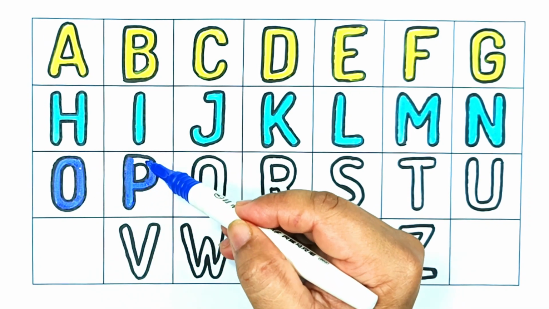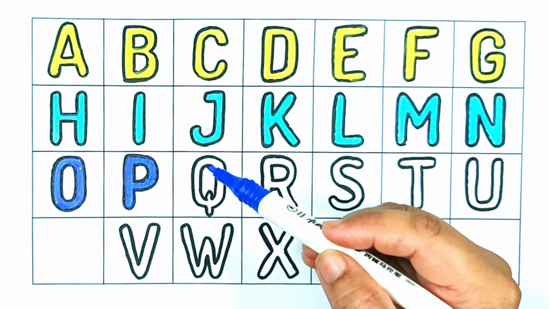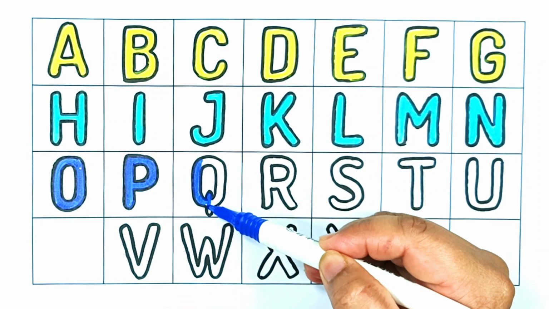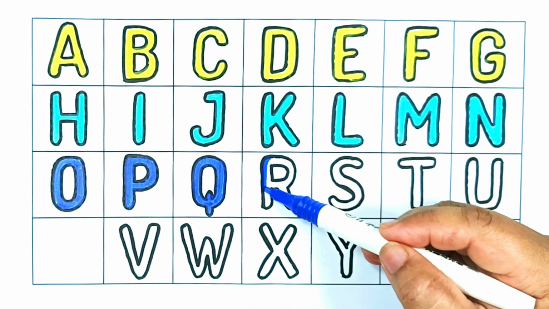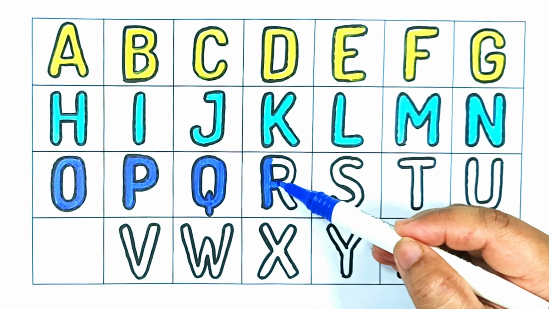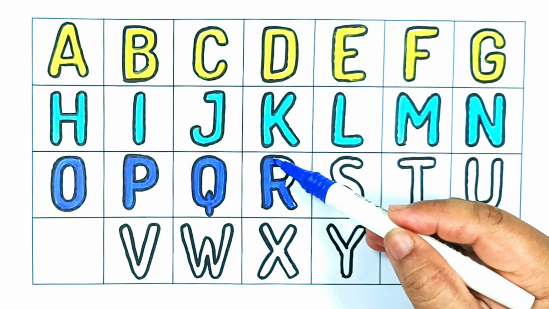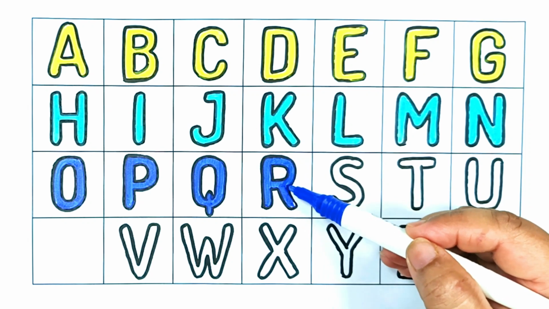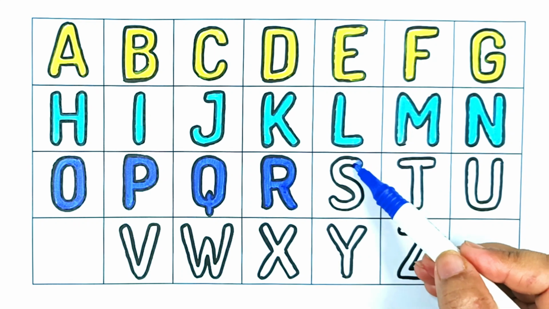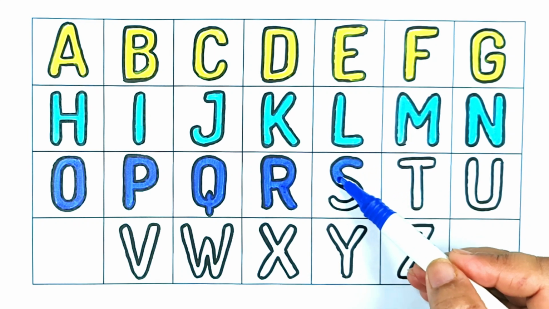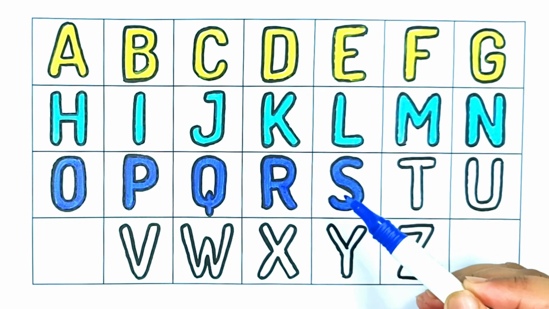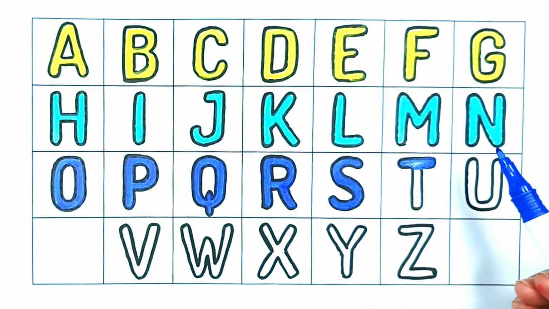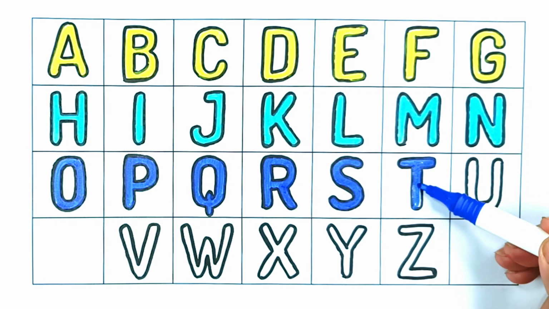P for pen, P for pen, Q for queen, Q for queen, R for ring, R for ring, S for star, S for star, T for train, T for train.